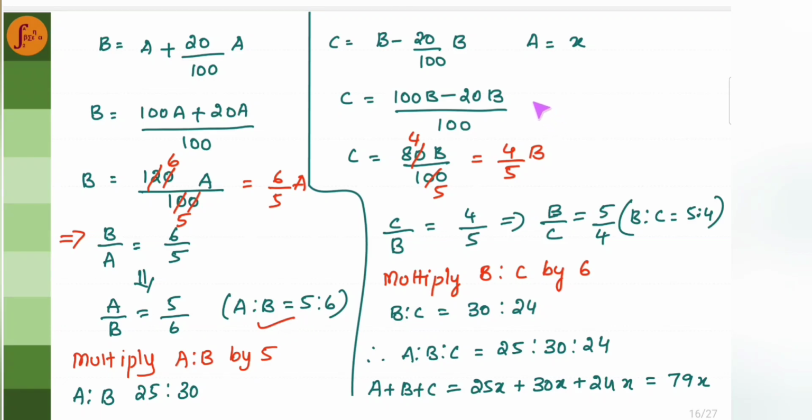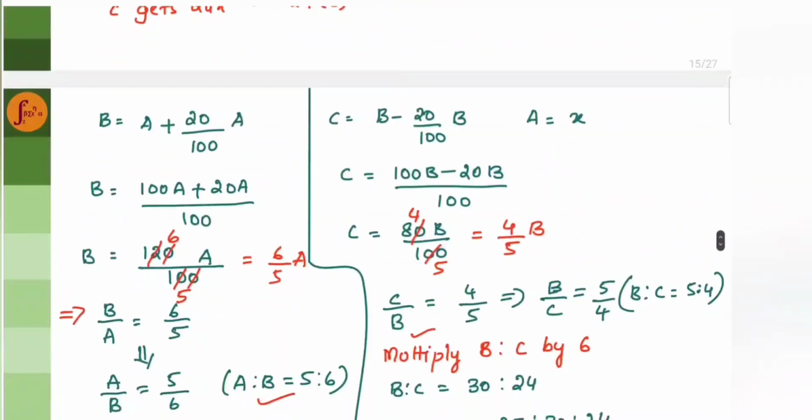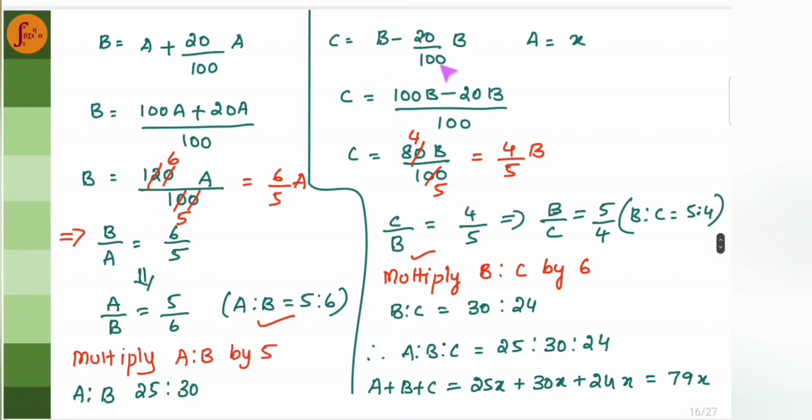Now in this case, you should get B by C. Same approach. Now only thing is, here as per the question, C will get 20% less than B. That means whatever value B gets, C will get 20% less than B.